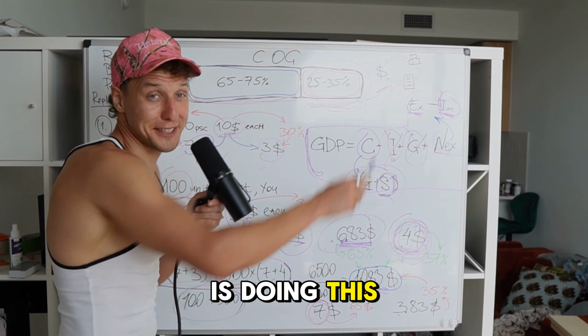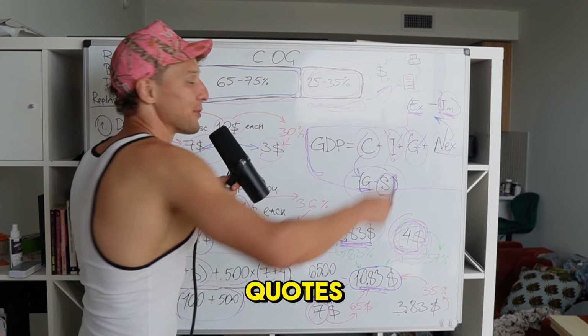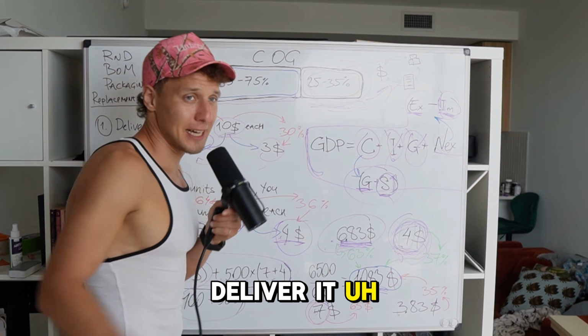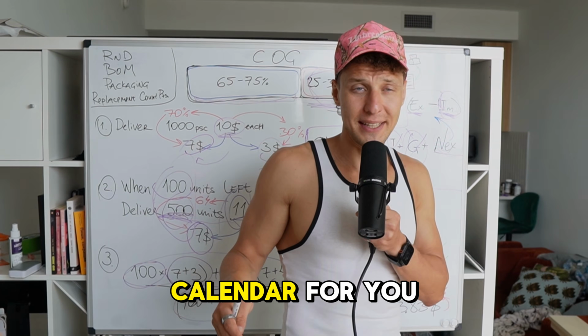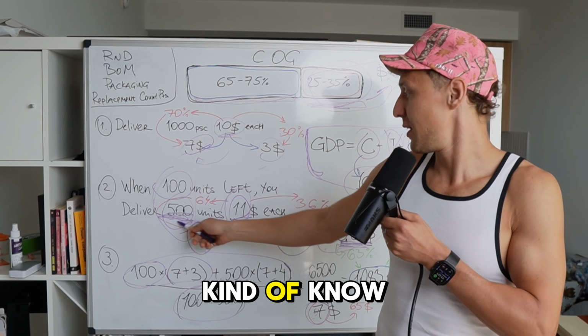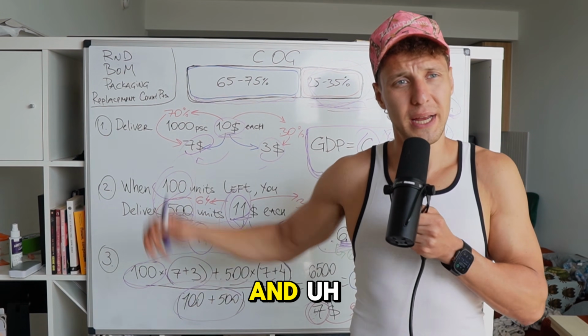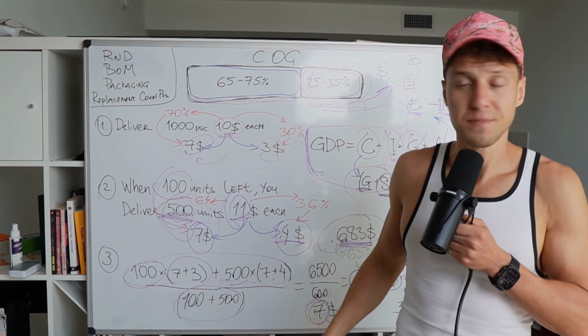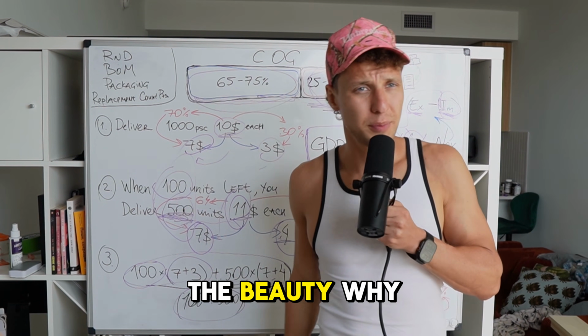Propamp.ai is doing this for you, to be honest. It finds you quotes, it calculates how much you need to deliver. It makes the payment calendar for you, so you will know how much you need to order and recalculate the payments. It does everything. It's nothing. This is the beauty. This is the beauty. Why?